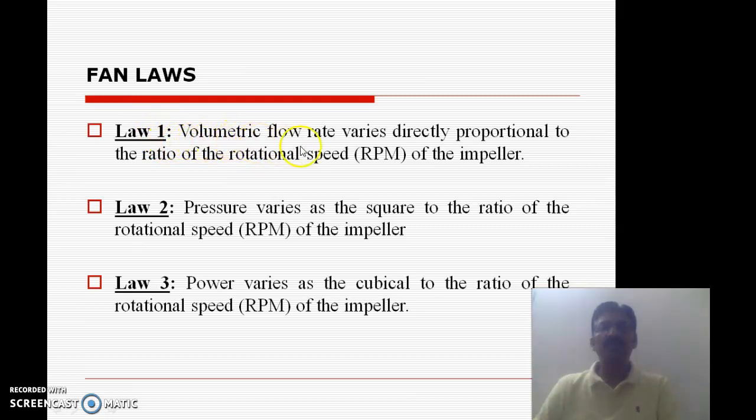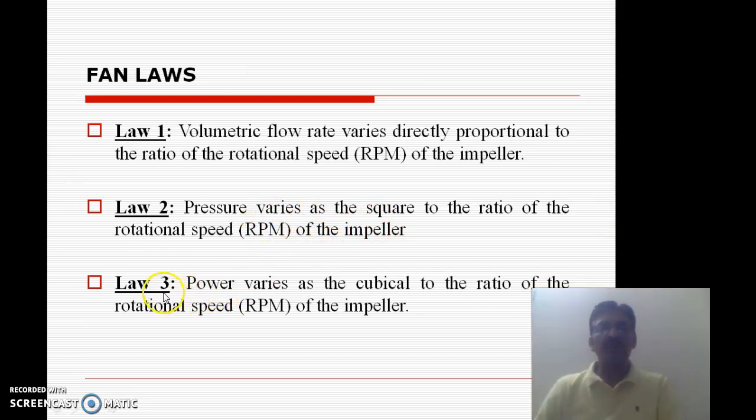Fan law first: volumetric flow rate varies directly proportional to the ratio of rotational speed of the impeller. Fan law second states that pressure varies as the square of the ratio of the rotational speed of the impeller. That is, pressure varies as the square of the rotational speed.